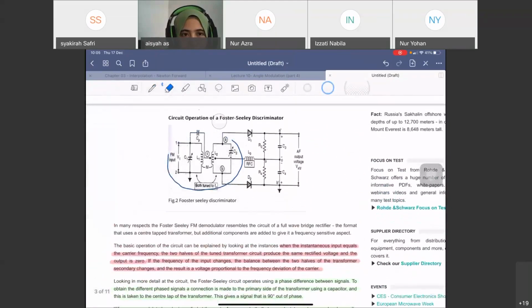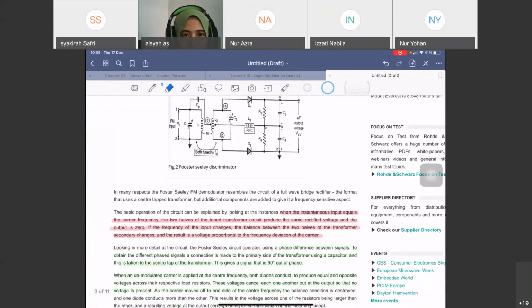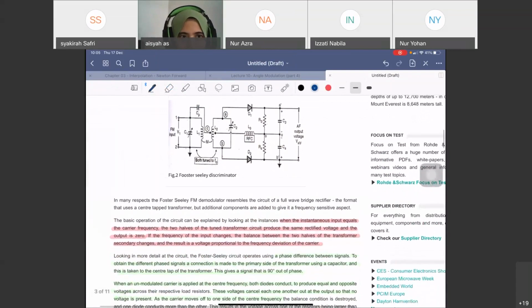Okay, so basically, first of all, when the input signal is equal to the carrier frequency, the tuned circuit will produce the same voltage, so the output voltage will be 0. However, if the frequency of the input changes, the balance between the two sides of the transformer is lost, and it will produce a voltage that is proportional to the frequency changes of the signal. So that is the basic principle of the Foster Seeley discriminator.